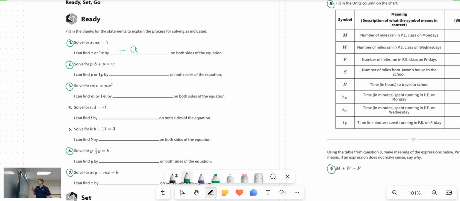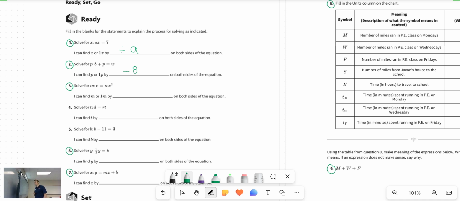Solve for p. 8 plus p equals w. I can find p by, well, we currently have 8 plus p on the left side. So what do we have to take away from the left side and the right side to make it so it's just p equals something? We would subtract the 8, right? Since the 8 is being added to p, we have to subtract the 8 from both sides. Okay, so minus 8.